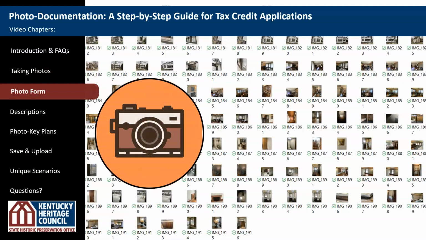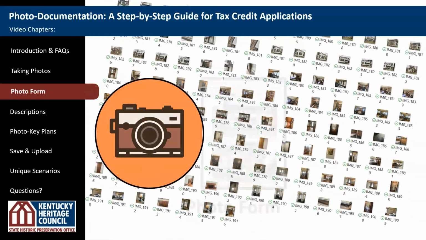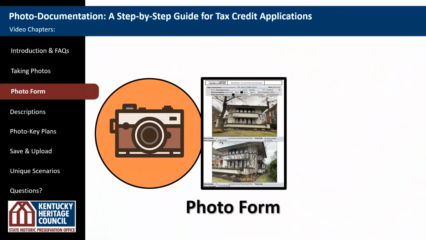Once the entire property has been photographed on the exterior and at each interior level, you'll need to get these photos organized and labeled into a single document for the tax credit submittal. We've created a photo form to assist applicants in organizing and labeling their photos so that they can meet the submission requirements for state and federal tax credit applications. The prepared photo form is formatted so that photos inherently meet the requirements when applicants use and fill out this form.